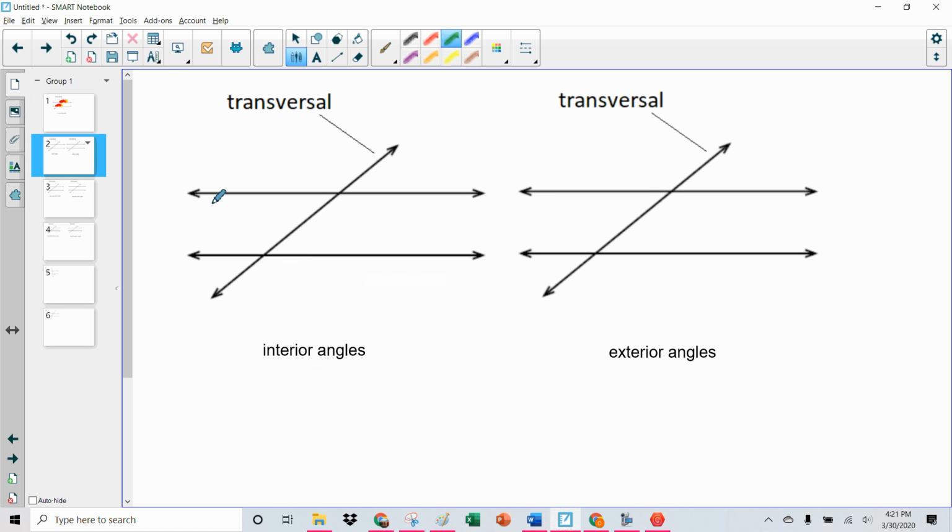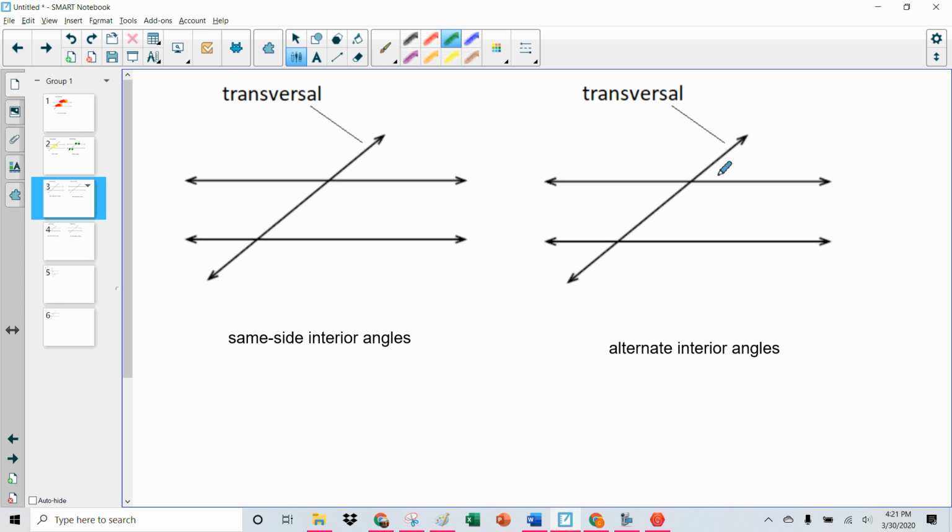Then we have what are called interior and exterior angles. Interior means inside. Exterior means outside. So the interior angles would be angles that are inside of the two parallel lines. Conversely, exterior angles would be angles that are outside of the two parallel lines.